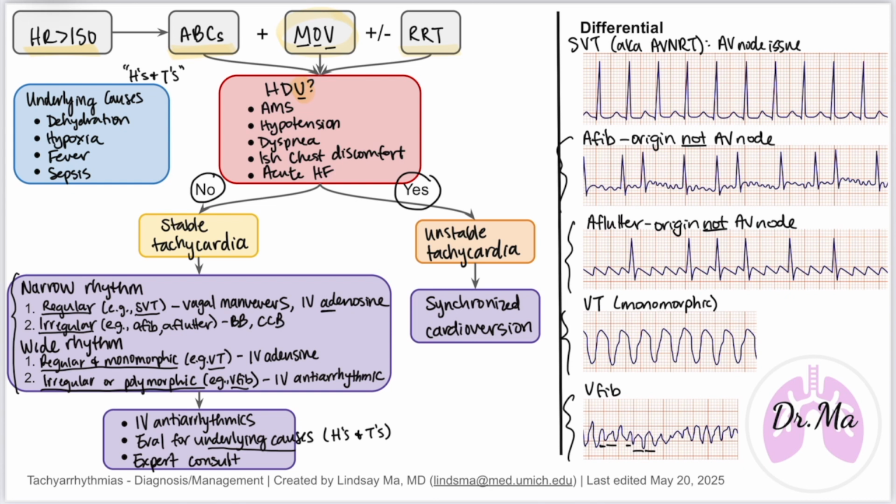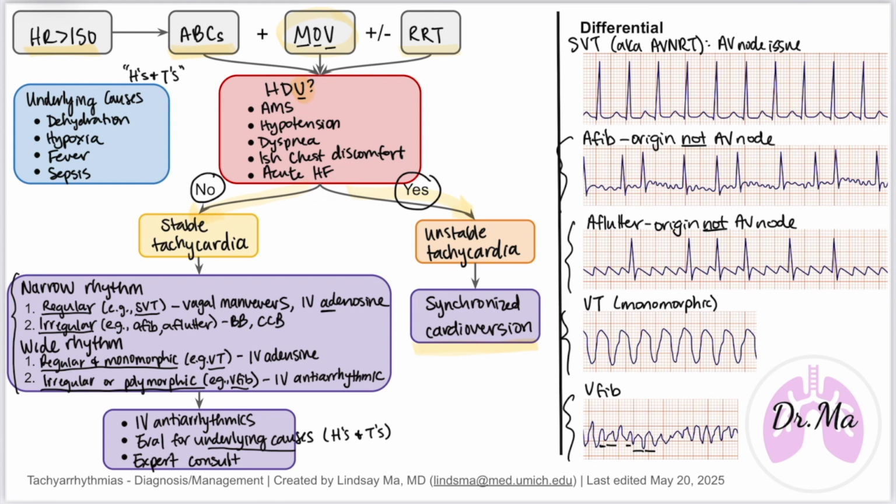Specifically, evaluate their mental status, their vitals for hypotension, ask about chest discomfort or shortness of breath, and look at their fluid status. Are they giving a picture of acute heart failure? If any of these are true, then they're categorized as unstable tachycardia, and you'll want to immediately perform synchronized cardioversion. On the other hand, if they seem to be hemodynamically stable, then you go down the stable tachycardia pathway.